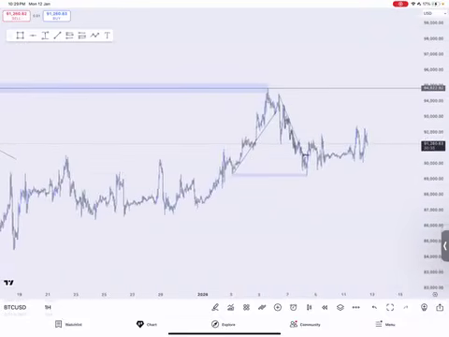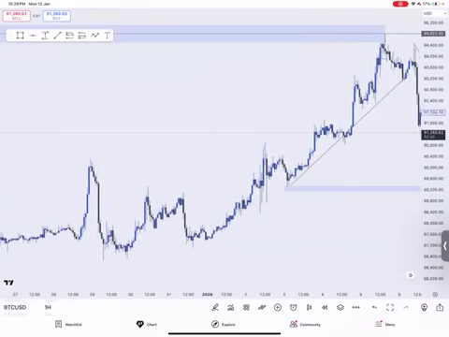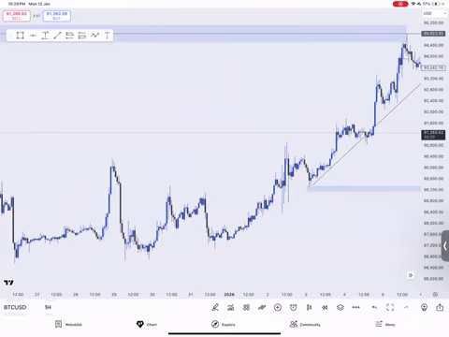And how do you spot an inducement? An inducement can be defined as the first valid pullback that you get after a market structure shift or after a multiple breakout structure. Let me define it again. An inducement is the first valid pullback that you get after a market structure shift or after a multiple breakout structure. So it means that before you can start looking for inducement, you need to have first of all spotted a market structure shift, or a multiple breakout structure.